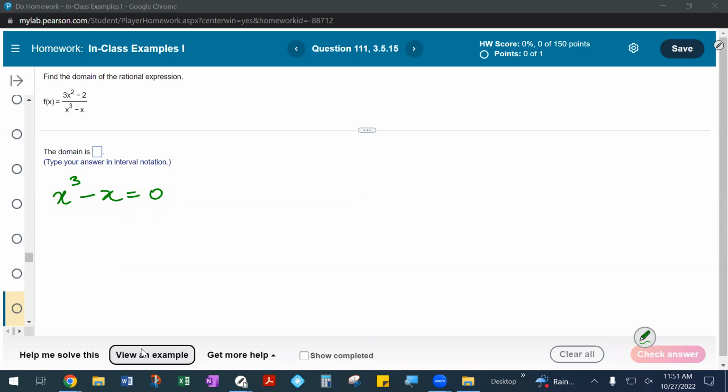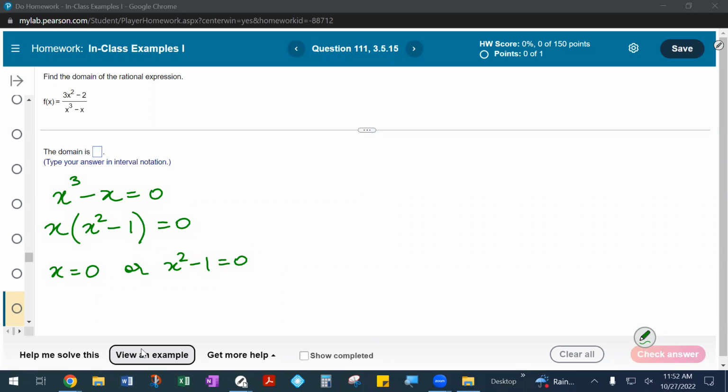Would it be 0? I don't know. Let's factor this expression. What do we get? What would be common between x to the third and x? X. Yeah, so bring the x out, and what are you left with? x squared minus 1. Very nice. So very similar to that polynomial we just did. Take each one of these, set it equal to 0. And what will our x values come out to be? Just 0 and then plus or minus 1.